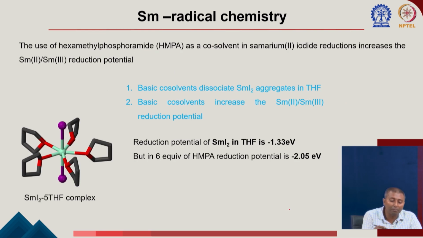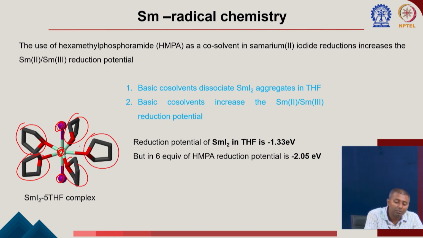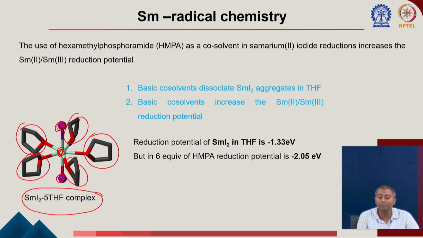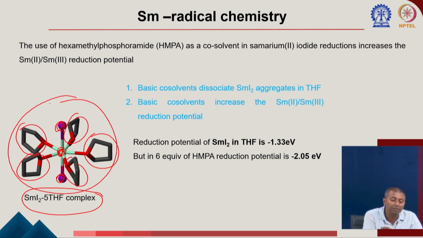So, this is a complex. You can see there are 5 THF units with the samarium iodide. So, this is samarium in the center, there are 2 iodines here in purple color, and there are THF units here. So, this samarium iodide THF complex forms first in THF, but once you add this HMPA, it actually dissociates this complex. It kind of forms an aggregation at the beginning with the THF, but HMPA breaks this aggregation.